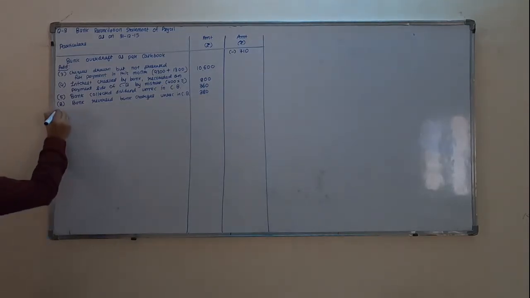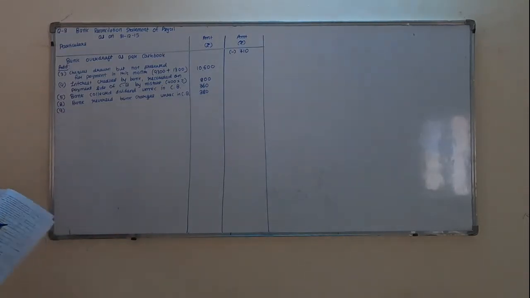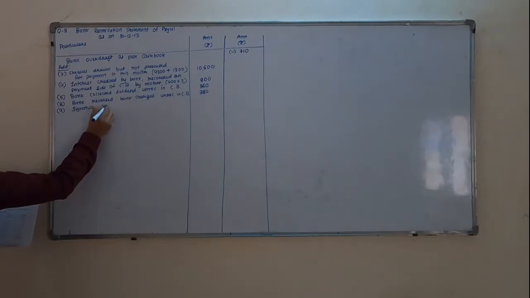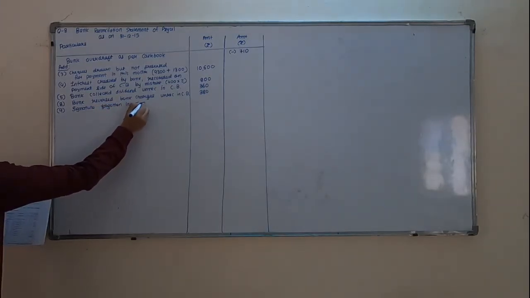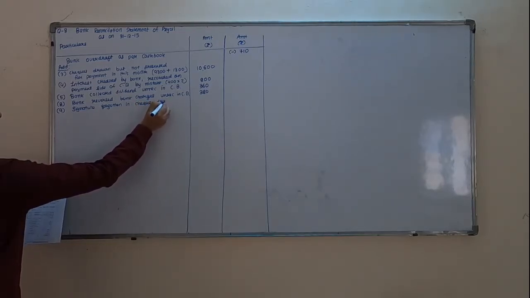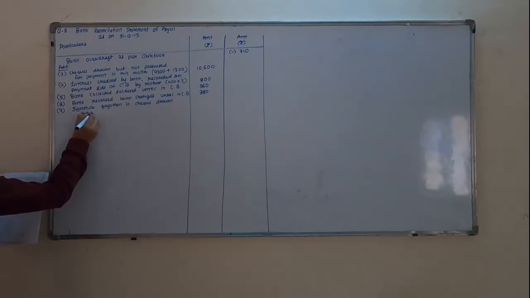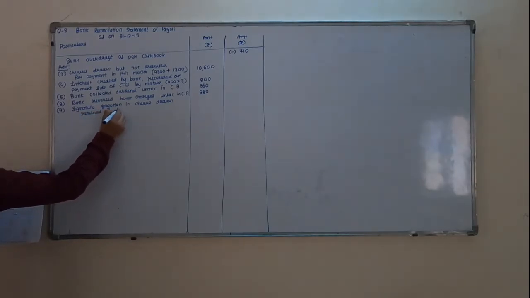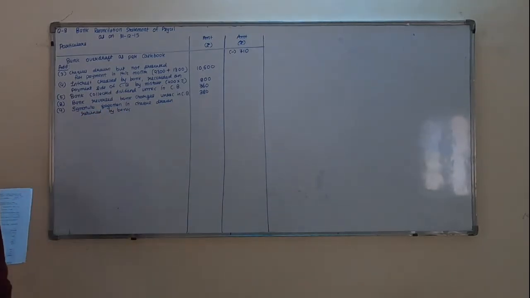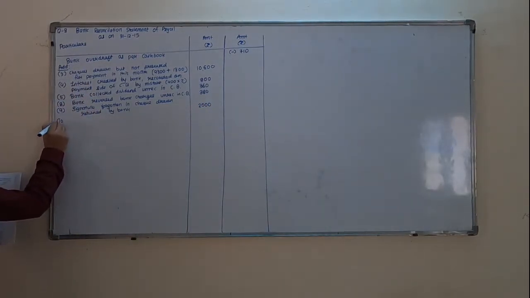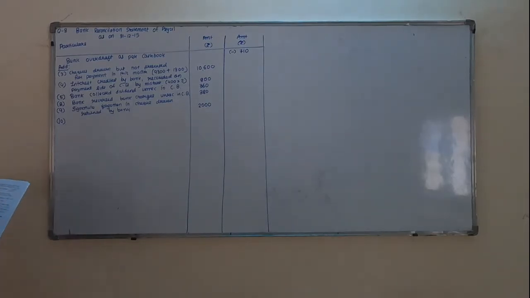Next transaction to add is number 9. Signature forgotten in check drawn, returned by bank, 2,000. Next transaction to add is number 10.